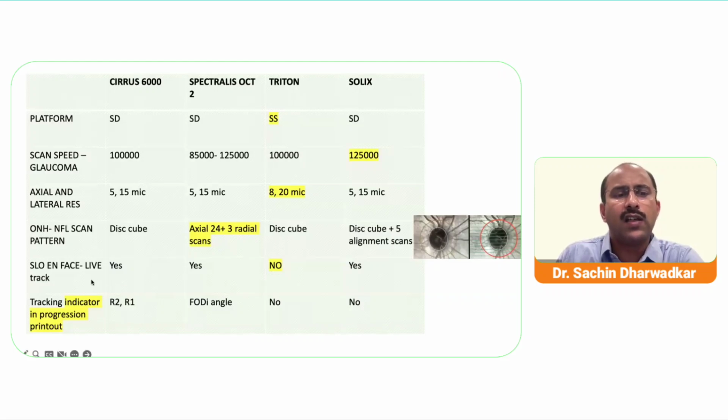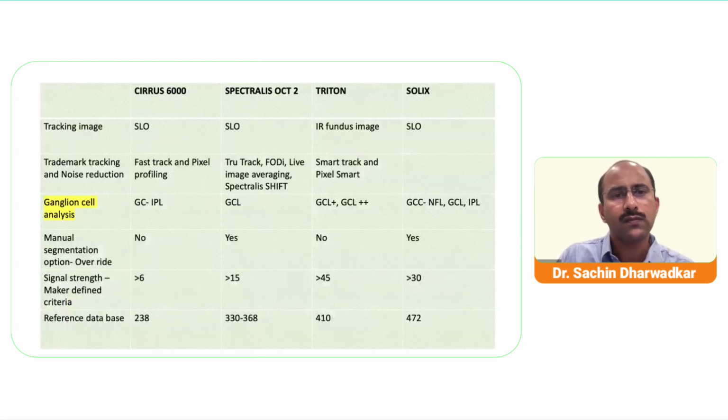As far as live SLO-based tracking is concerned, it is available with the Cirrus, the Spectralis and the Solix. The Triton does not have an SLO. It has an image registration via an IR image. Tracking indicators, as seen on the printouts, are available for the Cirrus and the Spectralis, whereas the Triton and the Solix do not have tracking indicators in the progression printout to tell us whether the tracking has been done to our satisfaction or not.